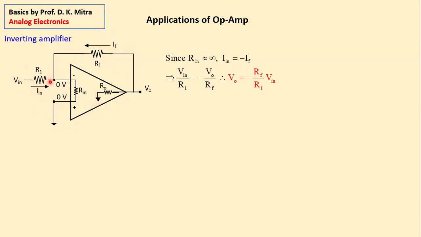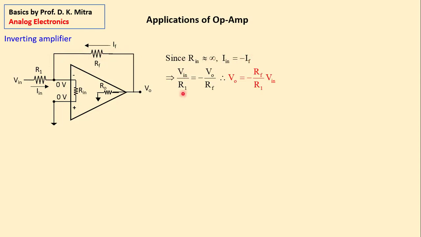See, this Rin is practically infinity. So there is practically no current in this direction. If that is so, then this current In and If are the same, because no current flows in this branch. And since conventionally their directions are opposite, In is equal to minus If.